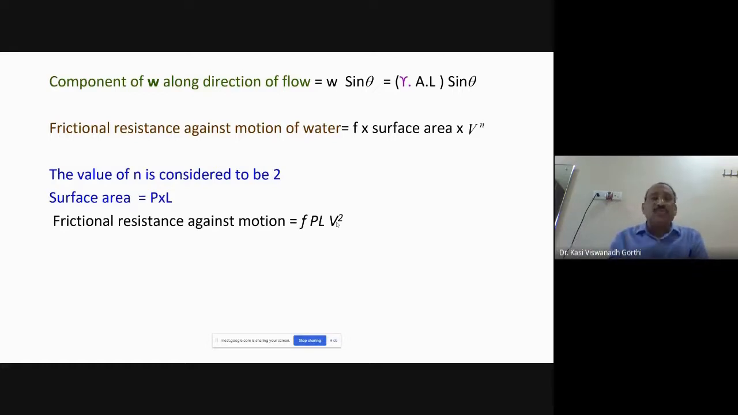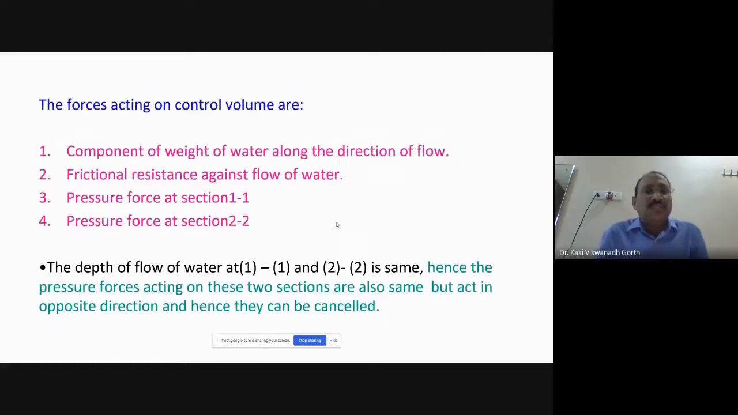There are two more forces actually. What are those two more forces? The pressure force acting at section 1, hydrostatic pressure force, and similarly, hydrostatic pressure force acting at section 2. The depth of flow of water at section 1 and at section 2 are the same. Hence, the pressure forces acting on these two sections also are equal, but they are acting in the opposite directions, and hence they may be cancelled. This is how P1 and P2 have not been quantified.